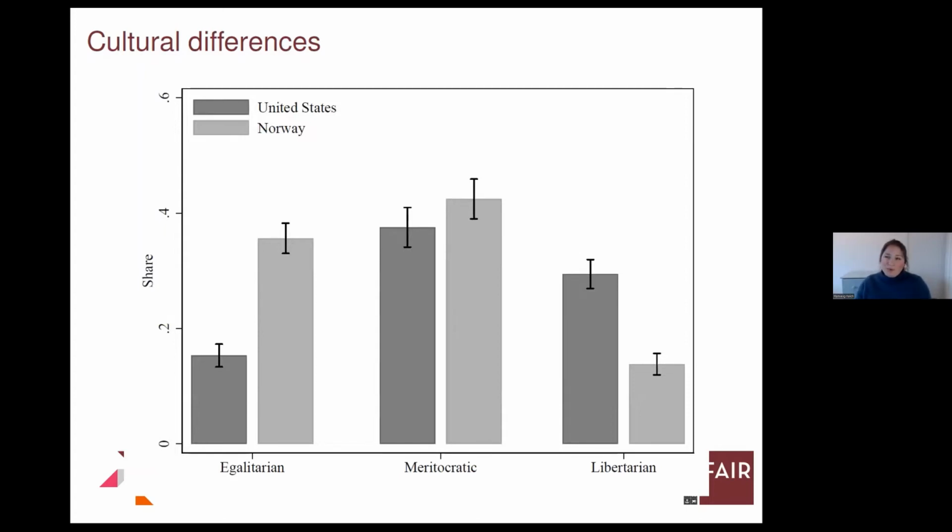We see that in both societies, the largest share is really the meritocrats. And these shares are not significantly different from each other. But where Americans and Norwegians really differ is that the share of libertarians is quite a lot larger in the US, and the share of egalitarians is quite a lot larger in Norway.